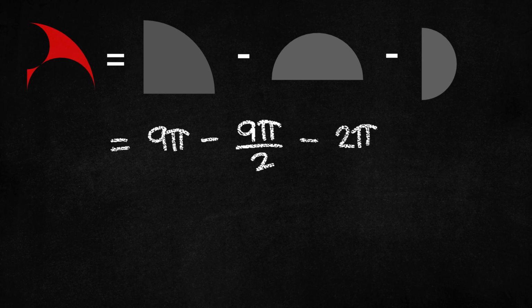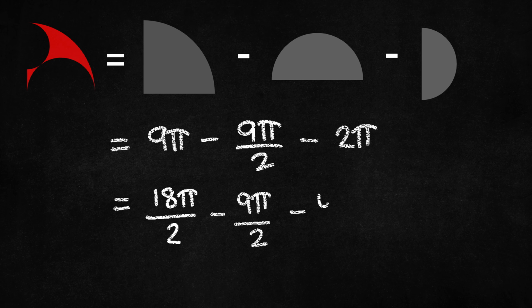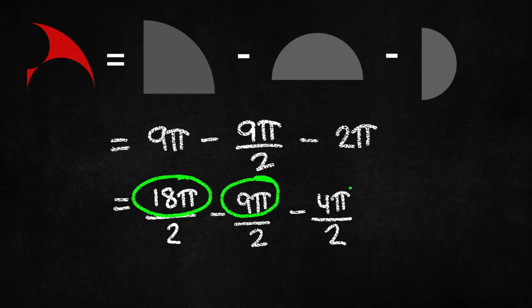To perform subtraction easily, we'll make all the terms with equal denominators. Replace 9 pi with 18 pi over 2. And also replace 2 pi with 4 pi over 2. 18 minus 9 minus 4 is equal to 5. Therefore, the shaded area is 5 pi over 2.